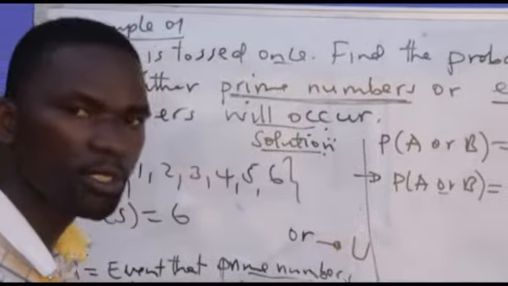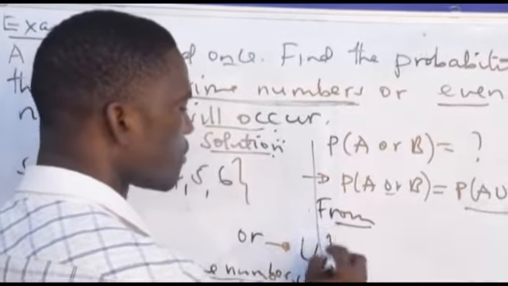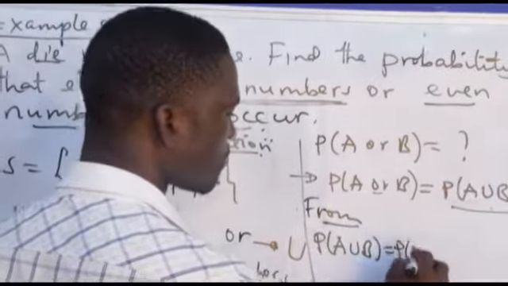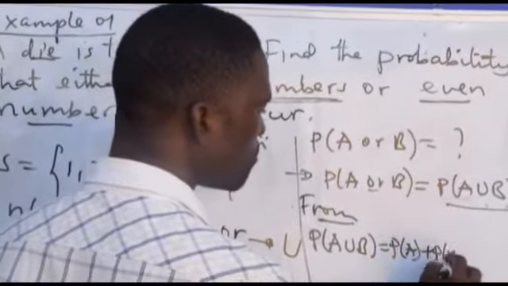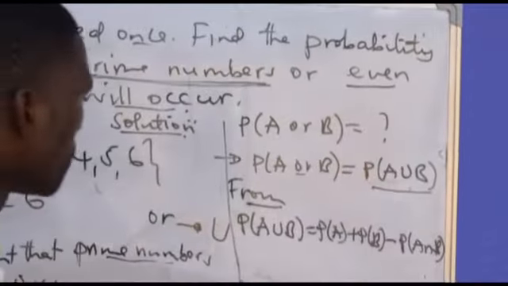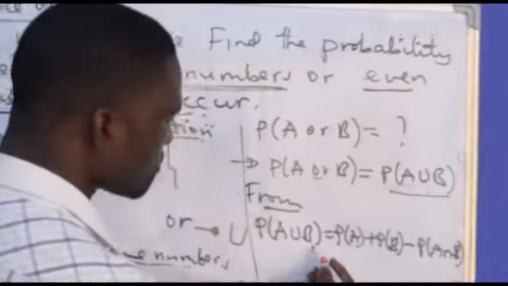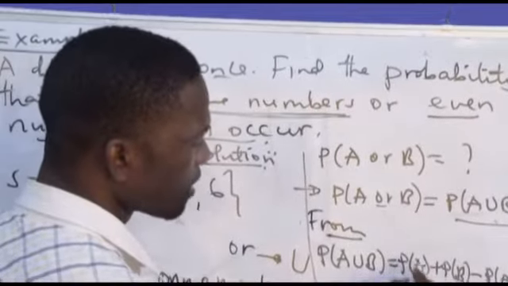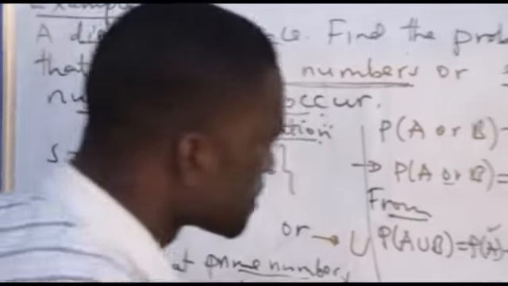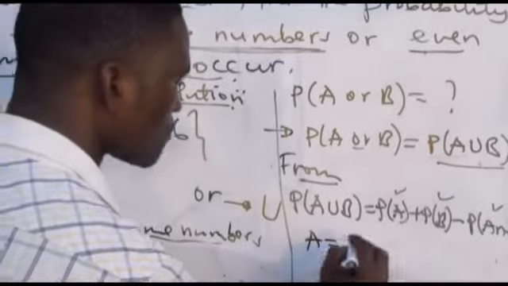So basically the question wants you to find the probability of A union B. How do you find it? You use the formula: probability of A union B equals probability of A plus probability of B minus probability of A intersection B. Now to find this value, first you have to identify set A, set B, and set A intersection B.